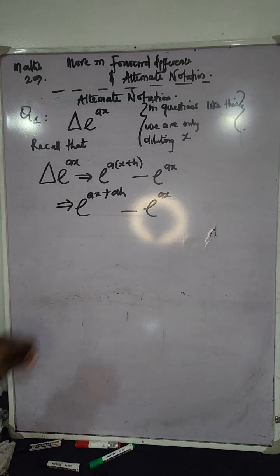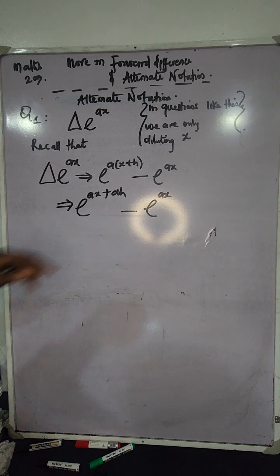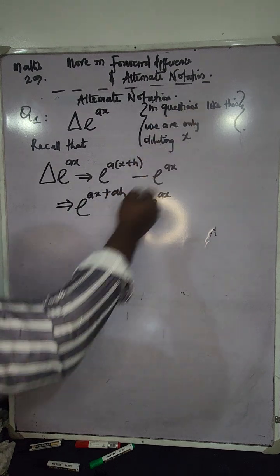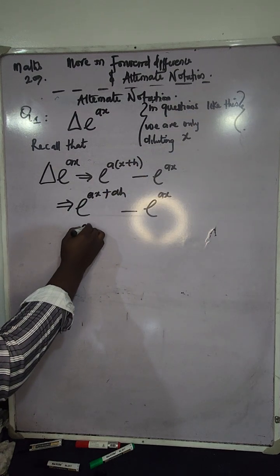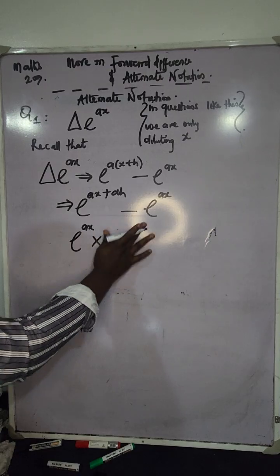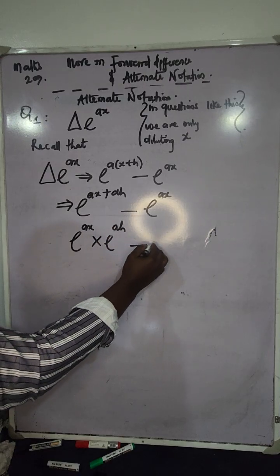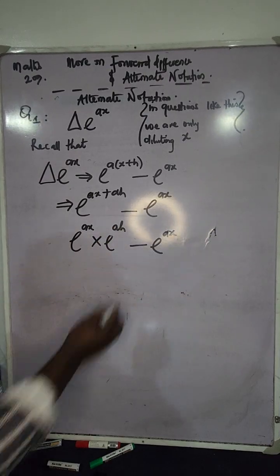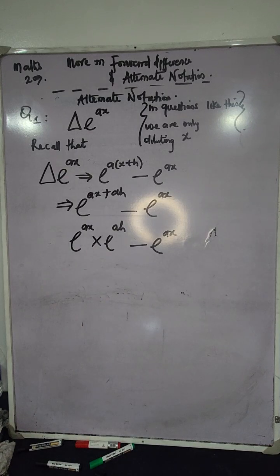And so this tells us about the law of indices, right? The law of indices states that this can be written as this, multiplied by e to the power of ah, minus e to the power of ax. Is that correct? Alternate notations.